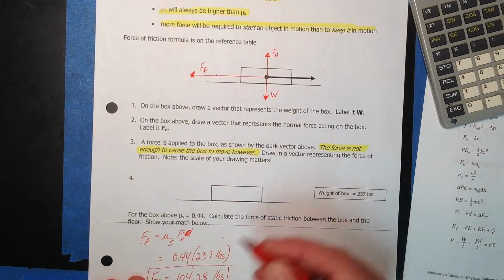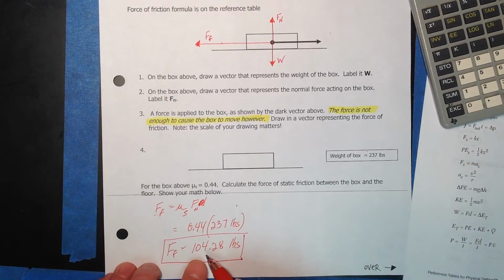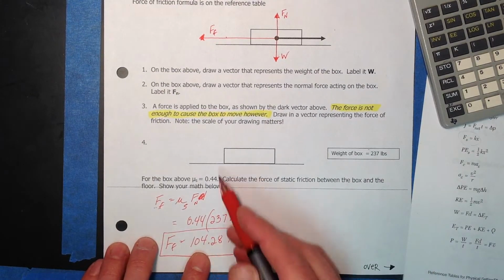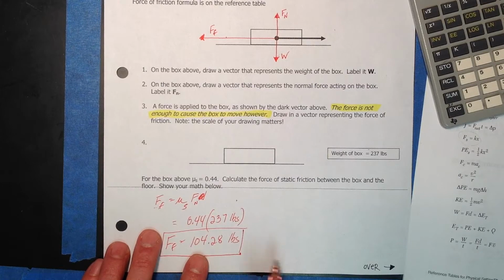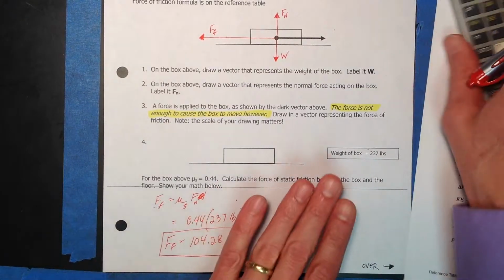Therefore, if you want to move this box and slide it, you have to push at least 104 pounds of force on it just to get it to sort of overcome that static friction. Okay. If this was lower, there's less friction between them, you do apply less force to it.